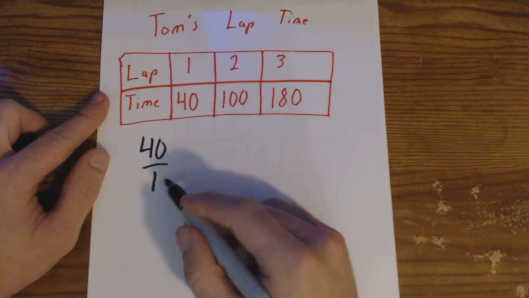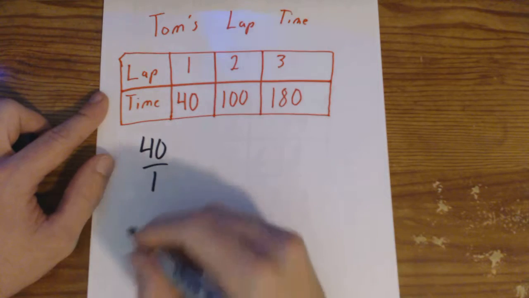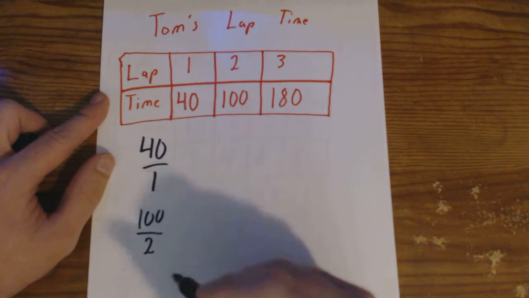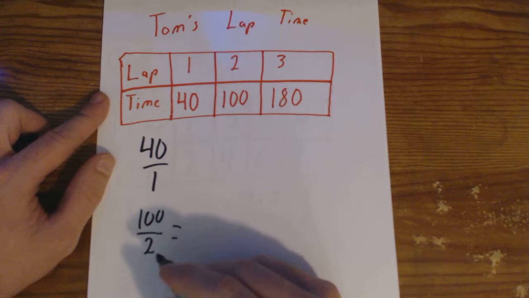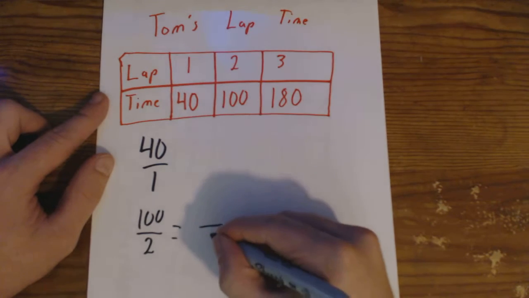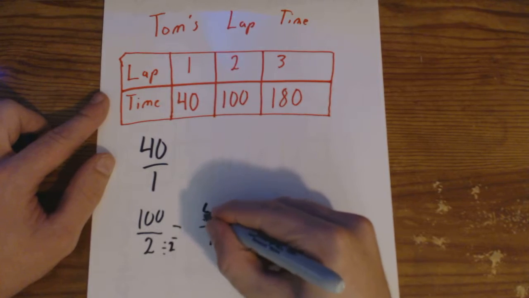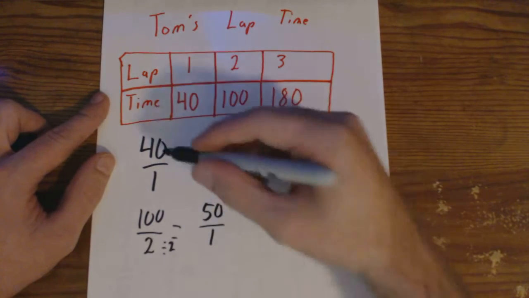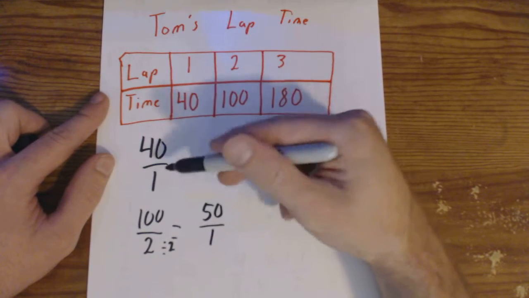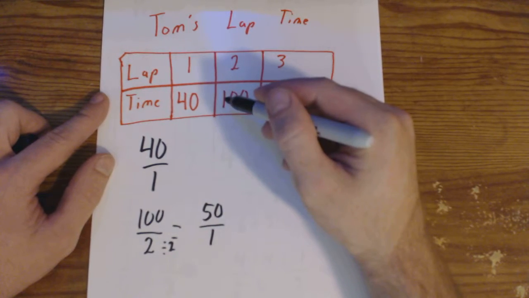I will just leave that one set up like that. We can't simplify this anymore, right? It's just 40 seconds per lap. This one, we would have 100 seconds for 2 laps. This one we can simplify. We're going to divide it by 2. 2 divided by 2 would give us 1, right? 100 divided by 2 would give us 50. Now, 40/1, 50/1. Are these the same? They are not. So we know that this is not proportional.